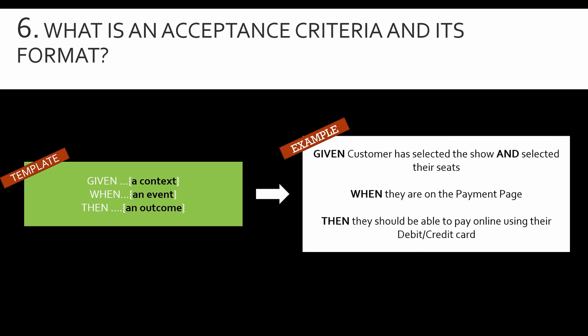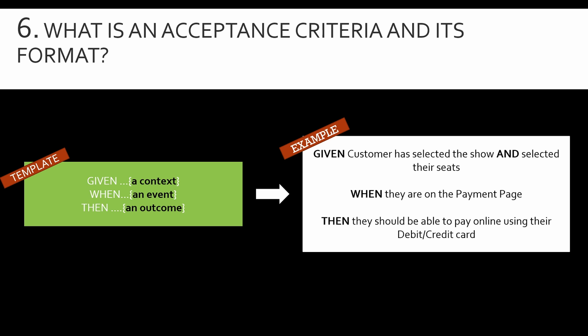Question number 6. What is an acceptance criteria and its format? As discussed in the previous question, acceptance criteria is a part of our user story, and it's a very important part. It basically states the condition or outcome which has to be satisfied in order for a solution to be acceptable to the business stakeholders. So it's very key in terms of coming up with the QA test scripts and also the UAT test scripts. So it's a very vital component of a user story.